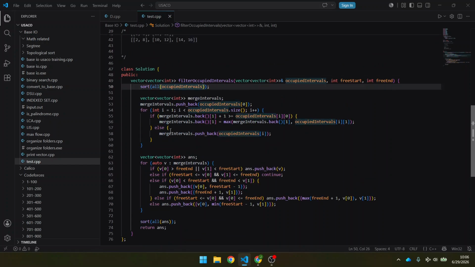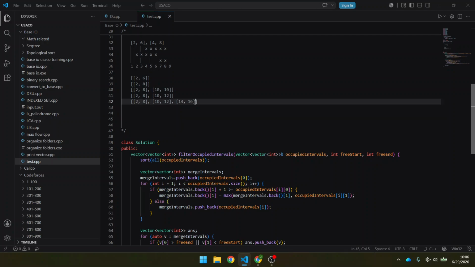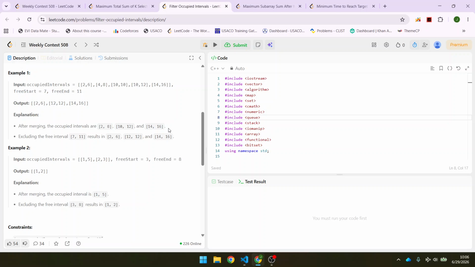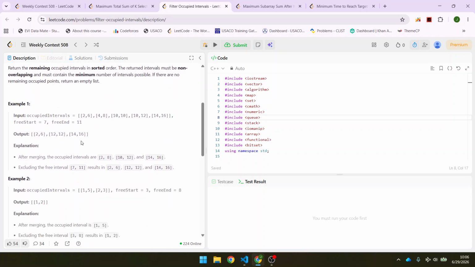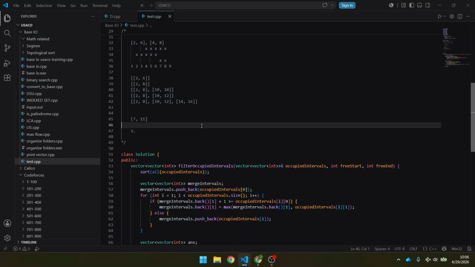So we're done with the merging part. Now, how do we remove an interval? Notice that all of these are disjoint, so we can just do them separately one by one, and it will not affect the answer. So let's see. Free start is 7 and 11. So currently the range is 7 and 11. Now let's look at the first range, 2, 8.